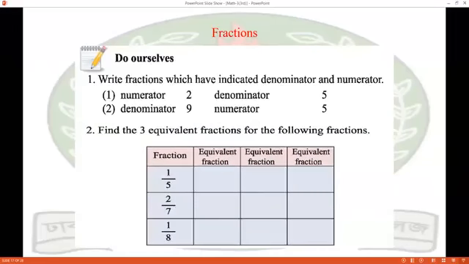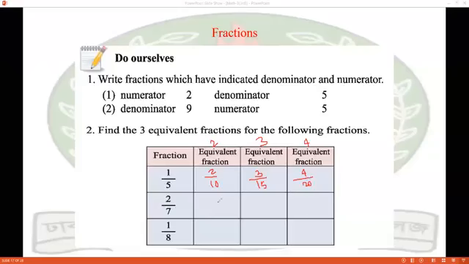Find 3 equivalent fractions of the following fraction. We can find them the previous way. Here we multiply by 2, here by 3, and here by 4. So by 2, we get 2 by 10. By 3, we get 3 by 15. By 4, we get 4 by 20. All 3 are equivalent.